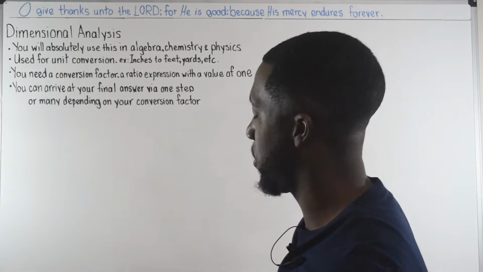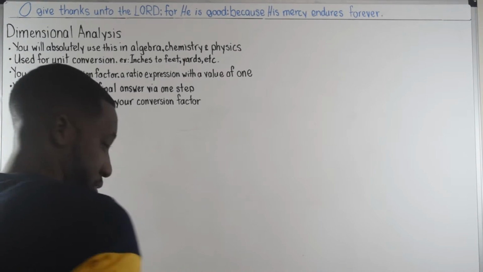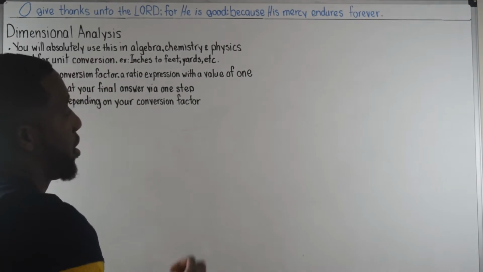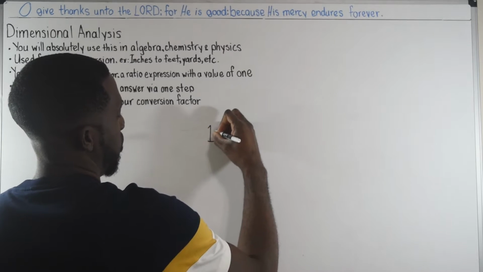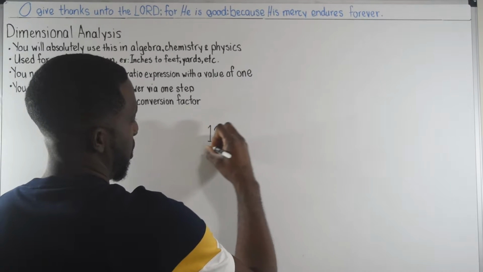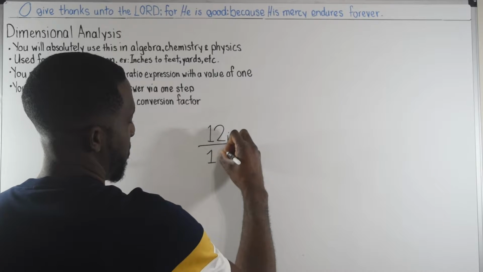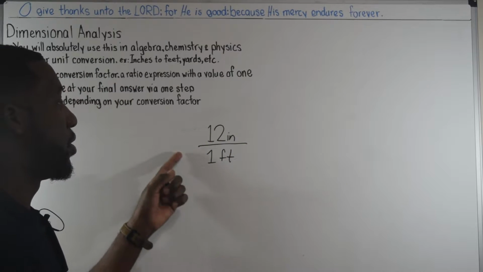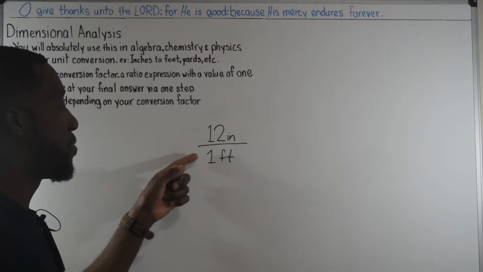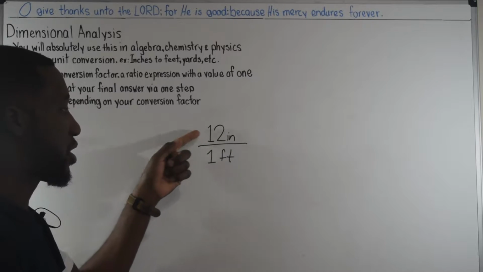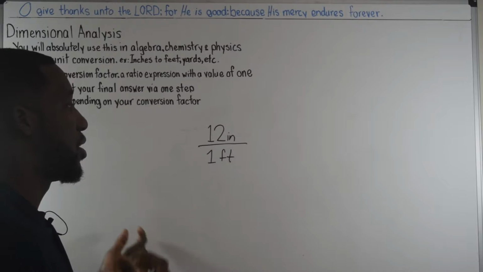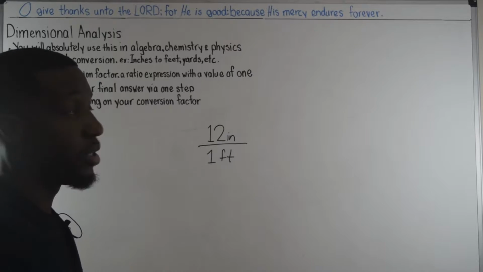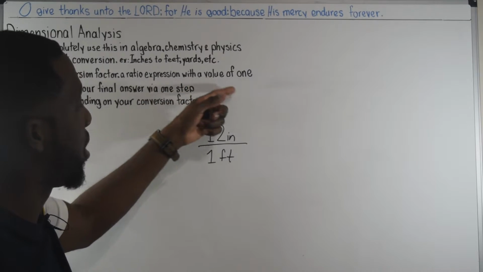So let's say, get on this side right here. So let's say we have 12 inches, right? 12 inches is the same as 1 foot. That's my conversion factor right there. 12 inches is the same as 1 foot. So remember, if I have something divided by itself, the value is 1. So that's what it means by with a value of 1.